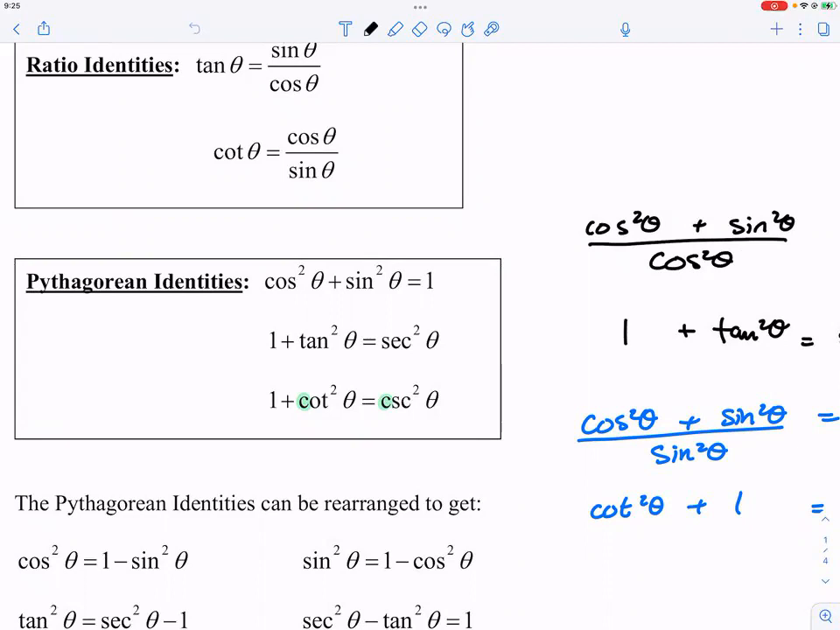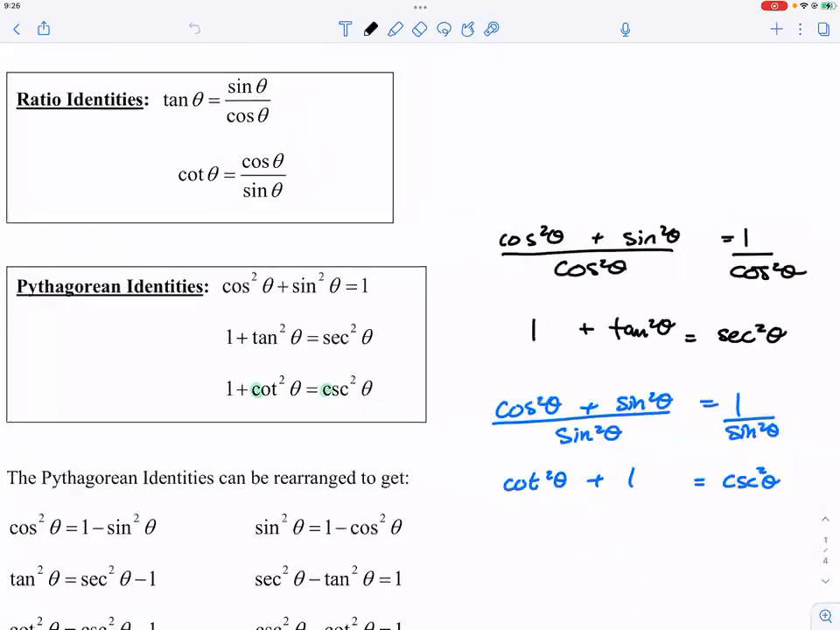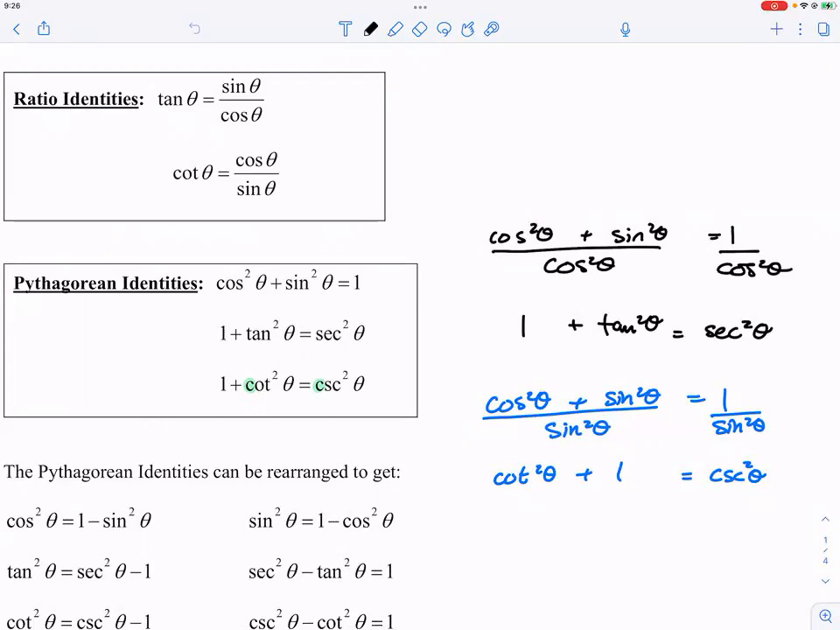And then I also explained yesterday, what about these two? If you understand this one, then what about these two? I told you I don't memorize those two. I generate those two, because I can simply have the first one and divide it by either sine squared theta or cosine squared theta. And I've got these two.